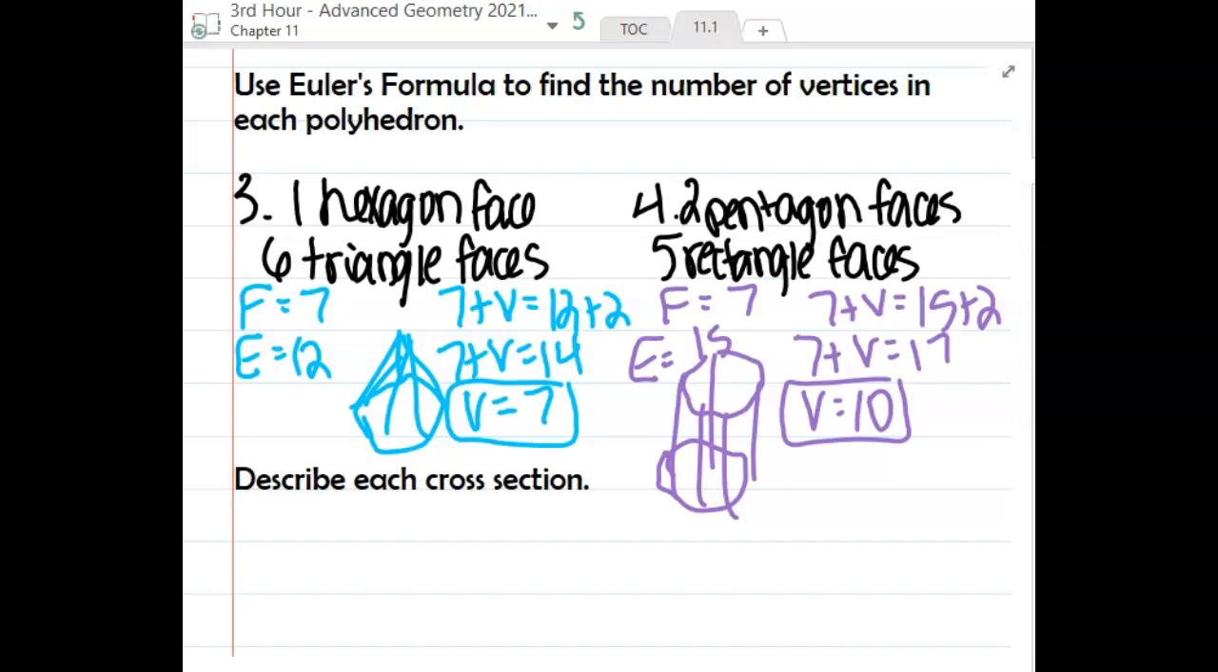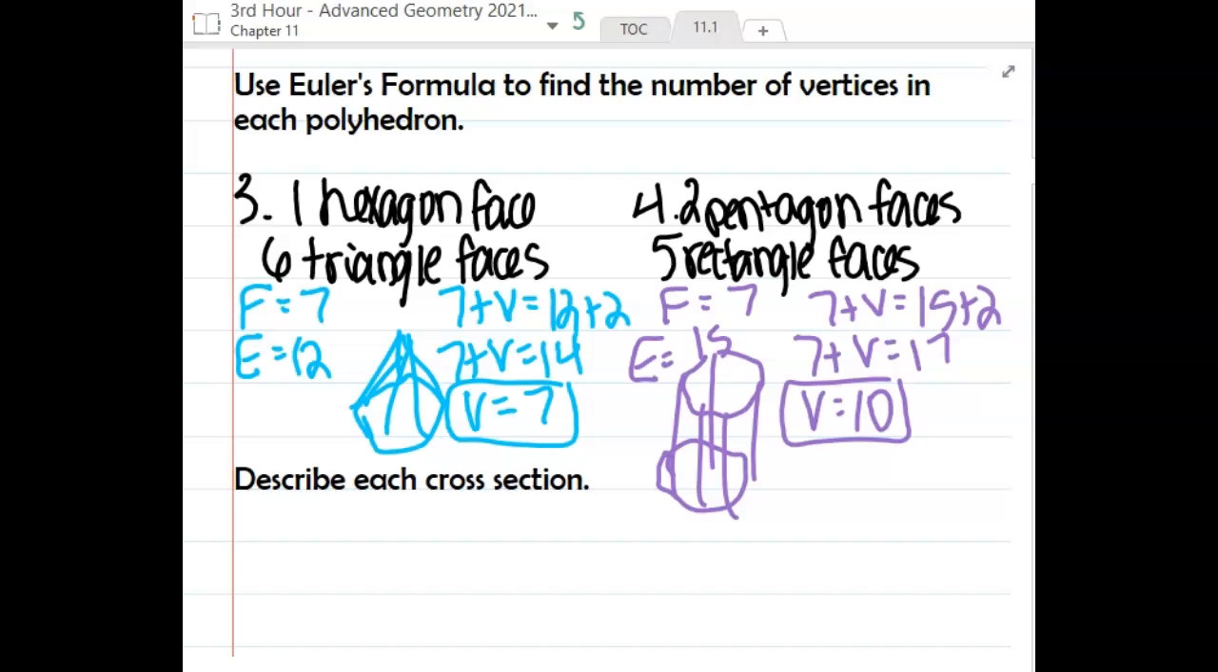Okay, the last thing we're going to talk about is what's called a cross section. If I would have been a little more prepared, I would have had an actual object to show you, but I wasn't prepared for this yet. I'm still looking around the room seeing if there's anything that I could use.